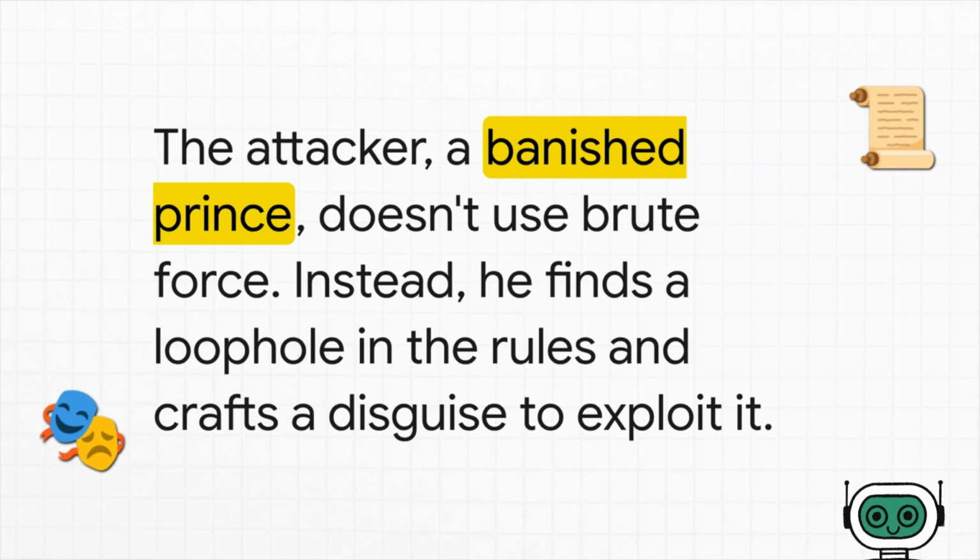Now, along comes an attacker. Let's say it's a banished prince. He knows he can't just break down the gates. The defenses are too strong. So instead, he studies the guard's rulebook. He finds a loophole, and he creates the perfect disguise. Maybe it's just wearing a specific feather in his cap that the rulebook says only friends of the king wear.